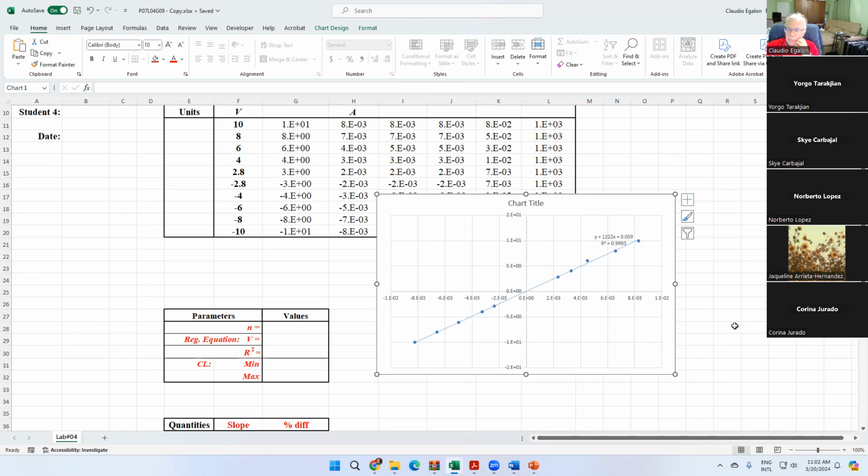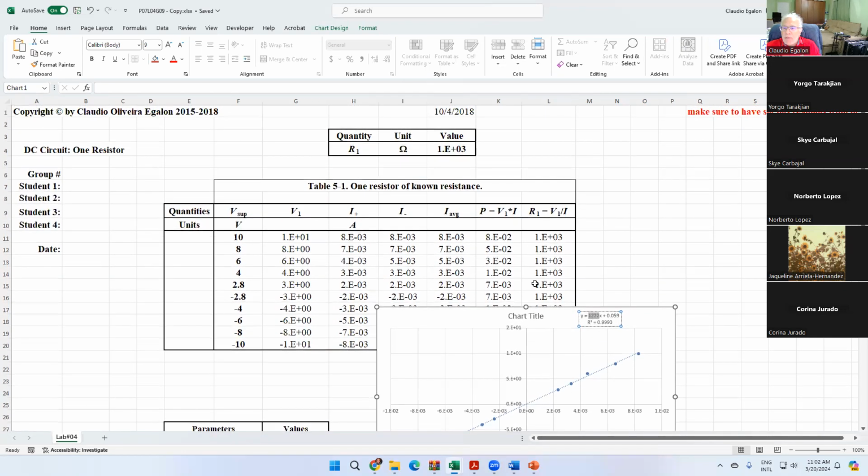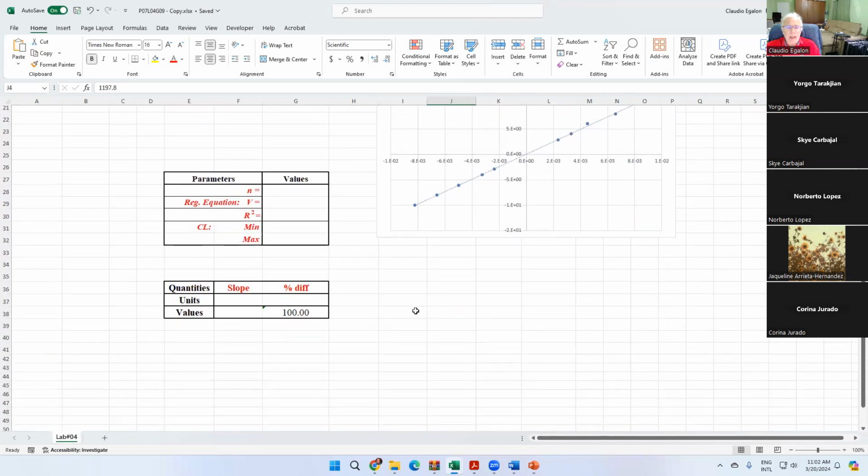Here goes the regression equation and the R square. And now what you're going to do is compare this slope with the value of the resistor that you measured separately, independently. What I got was 1197, and your slope is telling you that it's 1222. It's not much different. You're going to see that it's very small.